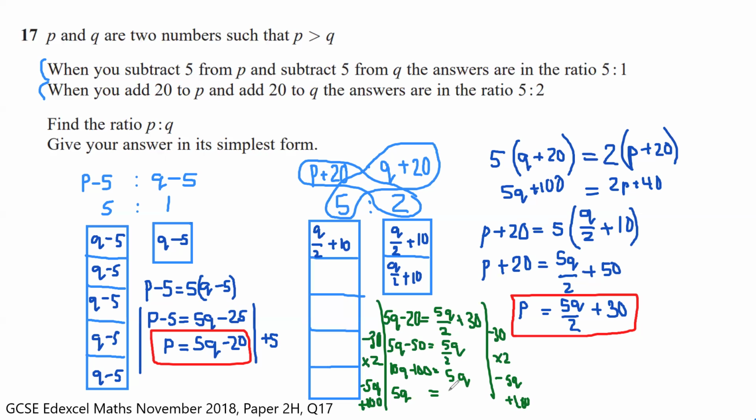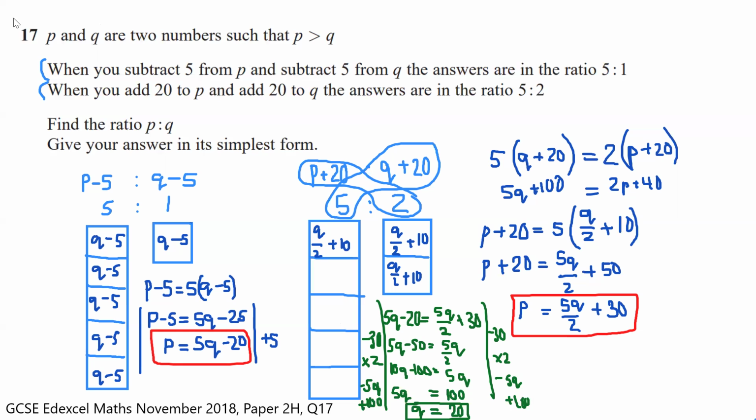So again, I'm going to get rid of this. So I'm going to end up with 5q is equal to 100. And then lastly, divide by 5 to end up with q is equal to 20. Great. A good start. We found out what q is equal to.